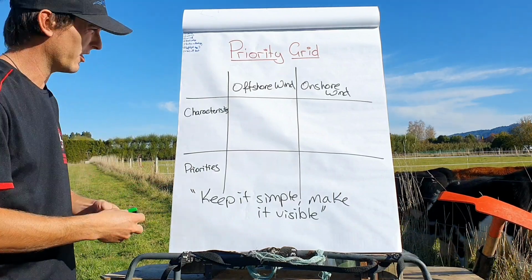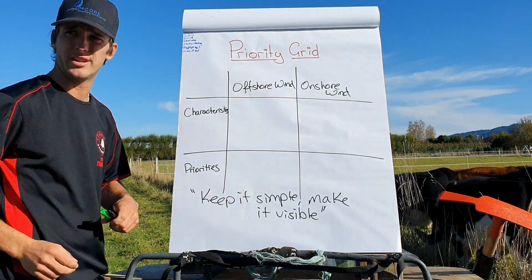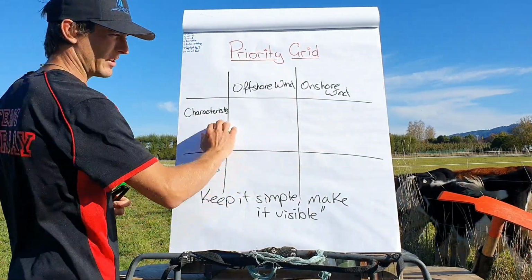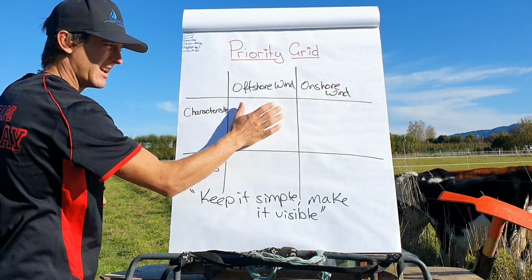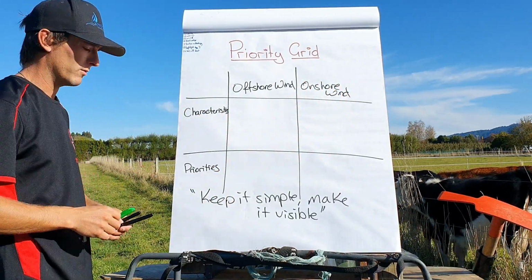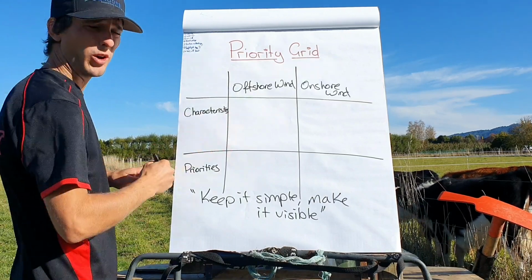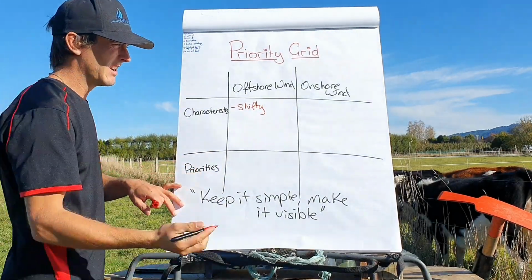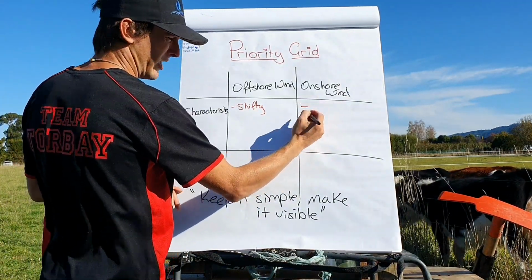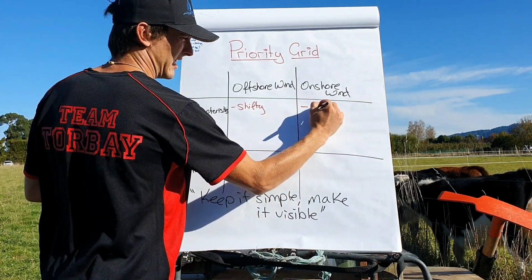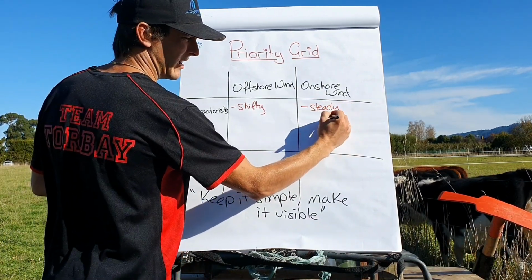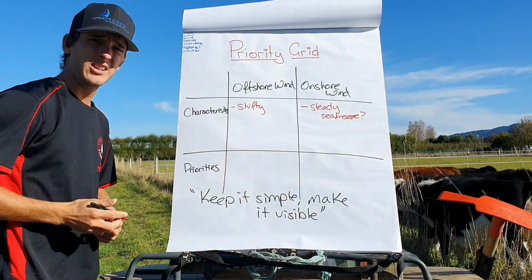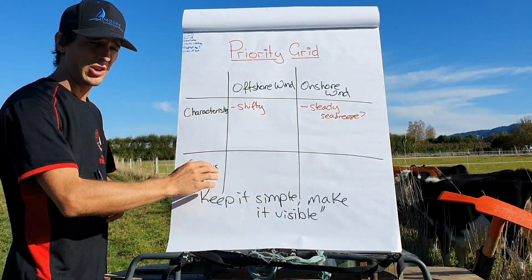So this is where you're going to draw the grid, and under the characteristics row, it's just your chance here to put down what the characteristics of an onshore wind and an offshore wind are. For example, an offshore wind is often shifty. An onshore wind is often a little bit more steady. It could also be a sea breeze. So that's where you're going to jot down the characteristics of each wind.